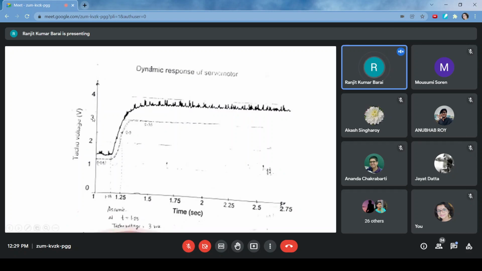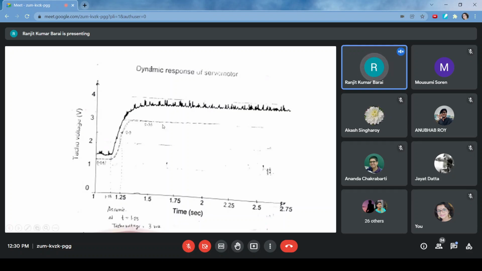From here, say this is the input and this is the output, so I can calculate the gain. So we can calculate the gain, we can calculate the time constant. So approximating the DC servo motor as a first order system, I can find out the transfer function of it too.